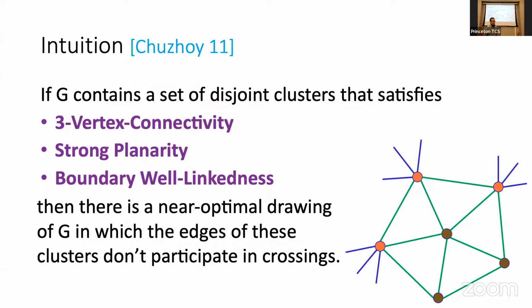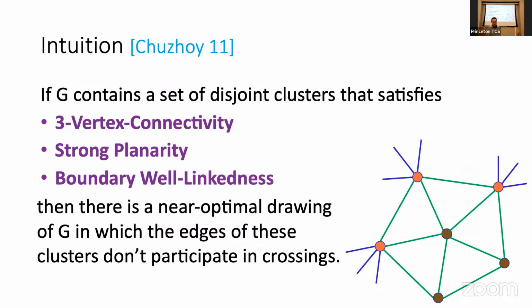The previous work by Chuzhoy shows that if we're given a graph and we remove a set of edges such that each connected component of the remaining graph satisfies these 3 properties, then there is a near optimal drawing in which edges of these clusters don't participate in crossings. In other words, only the deleted edges participate in crossings, and there exists such a drawing which is near optimal. This is the previous result. I'm going to show by a collection of pictures why it is true, and then show how we use this to prove the first main theorem.